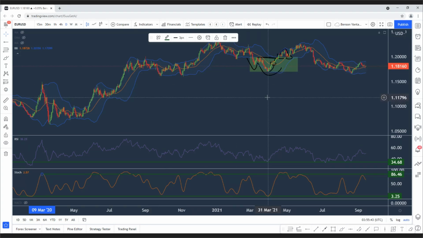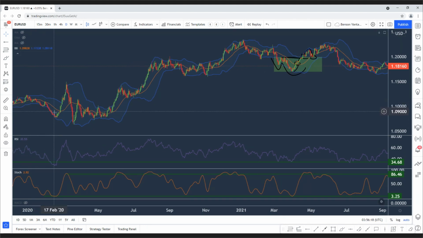You see over here, the price came down to this lower Bollinger, and the stochastic is also at support, and it bounced. Previous two instances were also the same. Price came down to the lower Bollinger, the stochastic is also at support level, therefore it bounced. Likewise, if we go back earlier, the price over here is at the lower Bollinger Band, stochastic is at support, therefore it bounced.